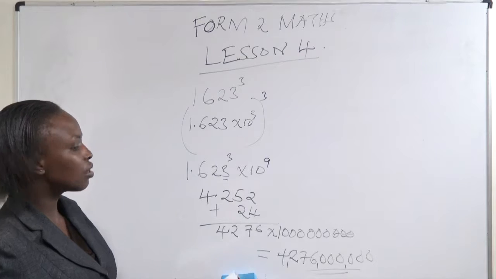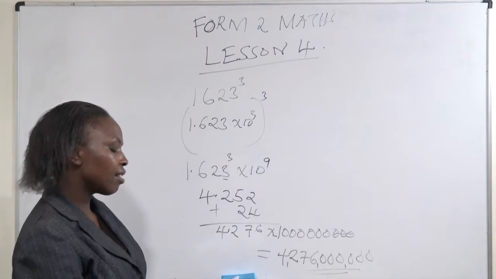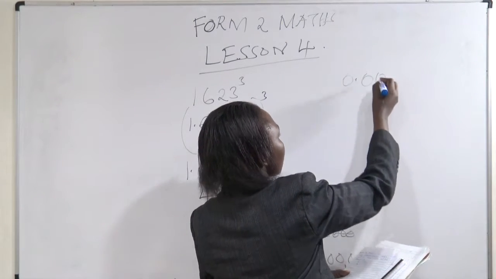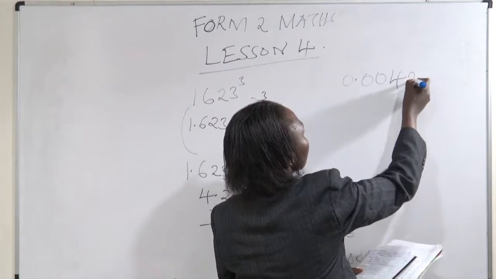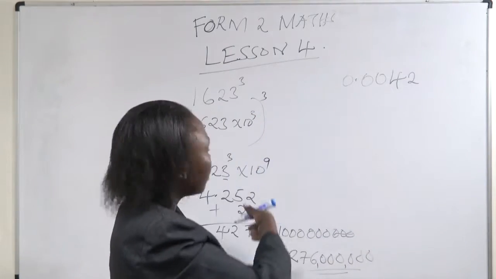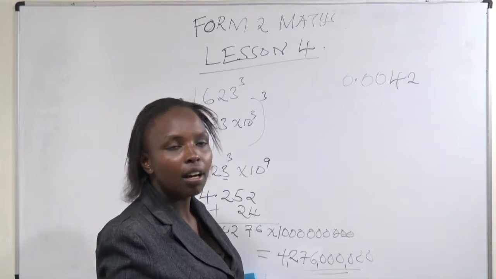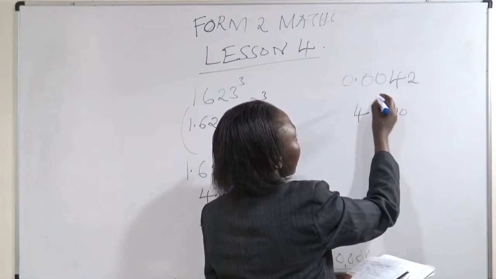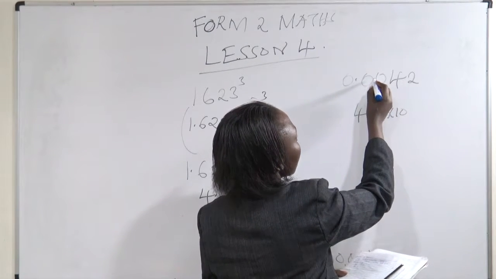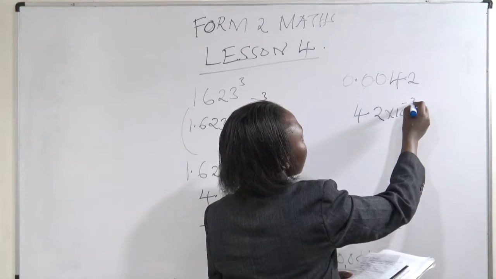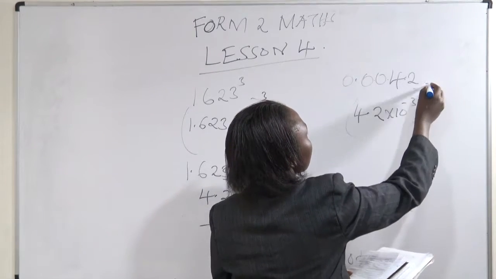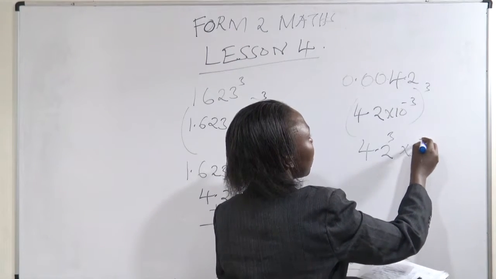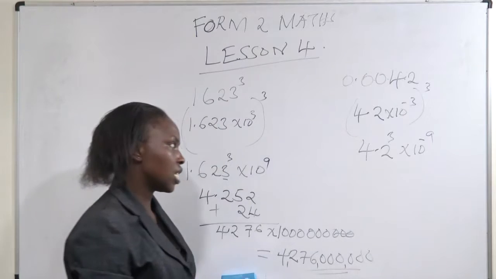The other question, I left you with 2 questions. The other one was, find the cube of 0.00042. Just like this case, you start by writing the number in standard form. And this one gives us 4.2 times 10 to the power negative 4. Remember, it is cubed. So opening the bracket, you get 4.2 cubed times 10 to the power negative 9 like that.